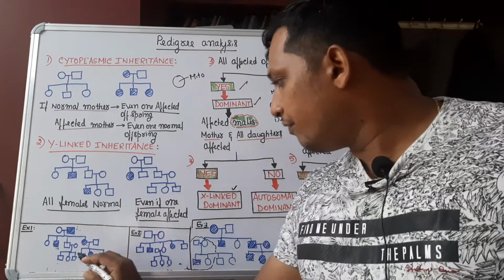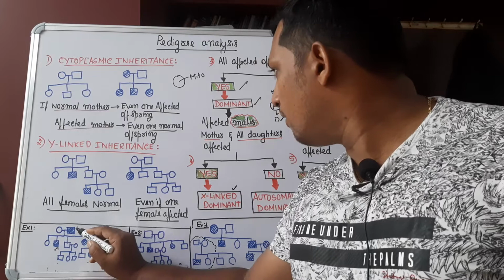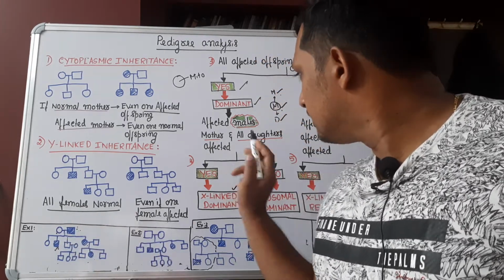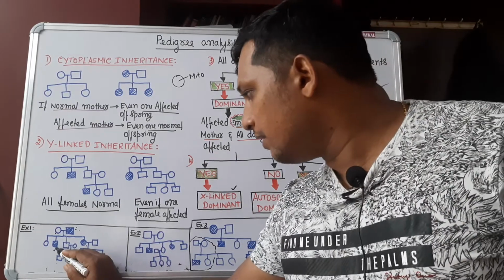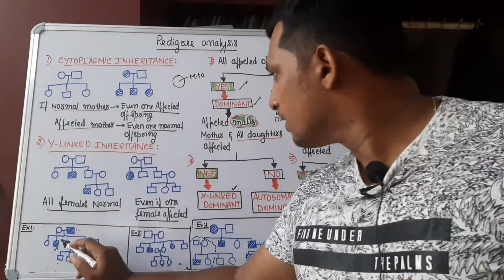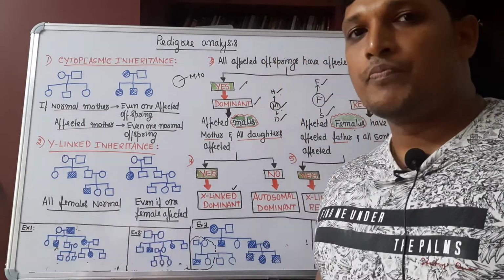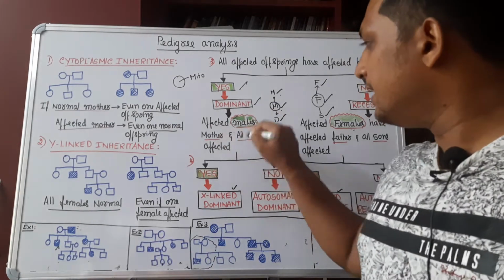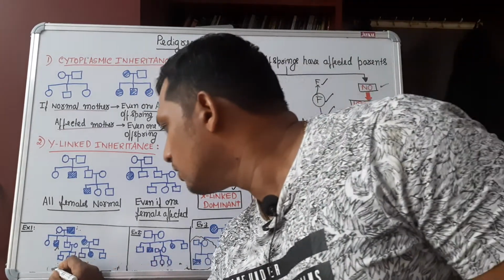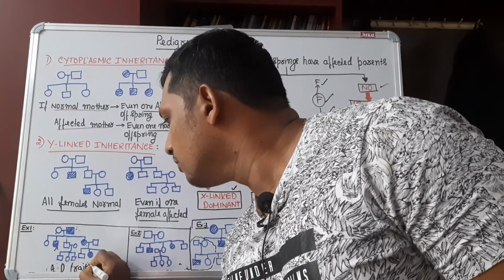As I said, you have to take an affected male. An affected male must have an affected mother and all affected daughters. Here, the affected male's daughters are not shown. Hence, if it is not shown, you don't consider it. The affected male also does not have an affected mother. Hence, it is not obeying any of these criteria at all. It is an autosomal dominant trait. This is how we can solve it.